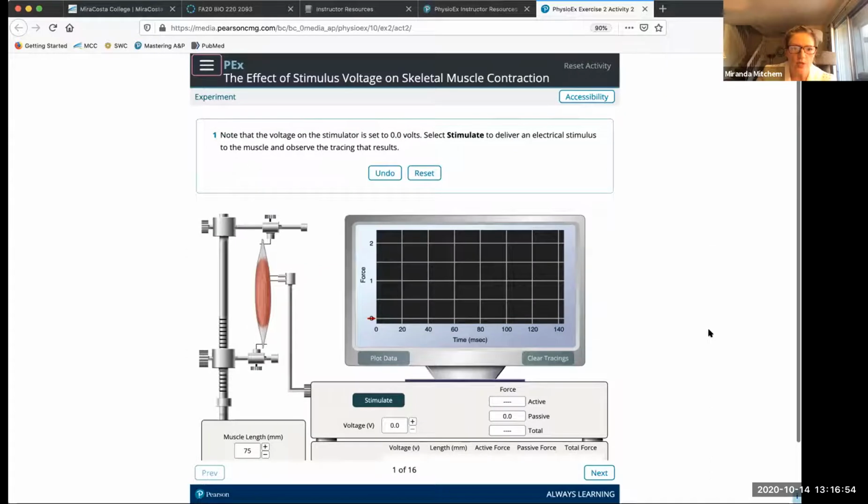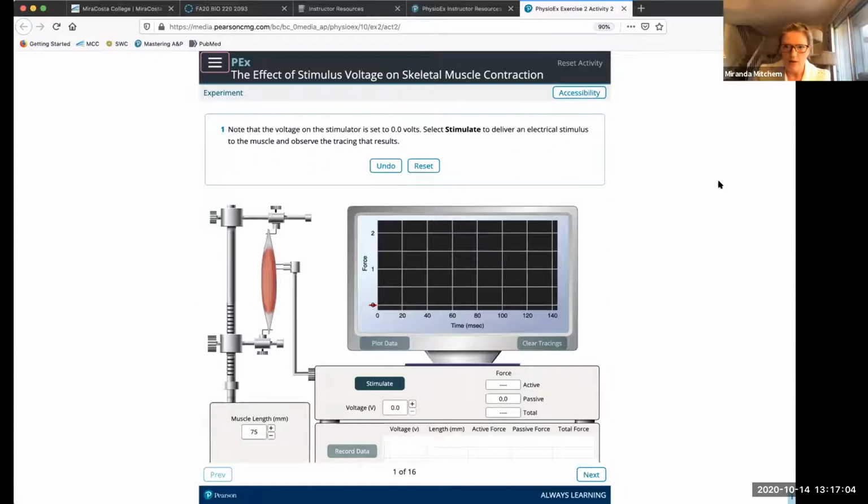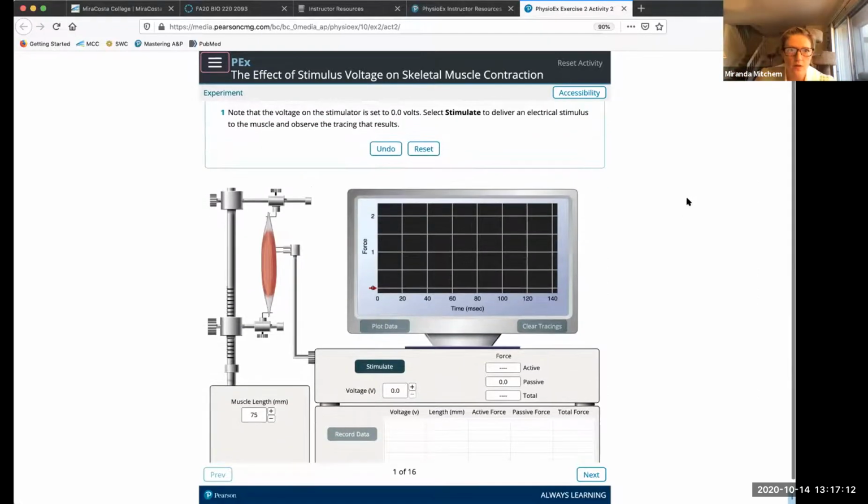So what we're going to do is change the voltage and look at the effects on the muscle. Let me see if I can get this a little bigger. PhysioEx is not the most user-friendly to demonstrate because of the way they size it. Okay, so hopefully you can see everything. Right now the voltage is set to 0 and we're going to hit stimulate to start this process. So the muscle length to begin with is 75 millimeters.